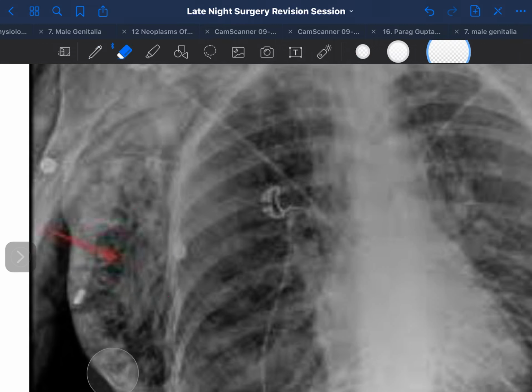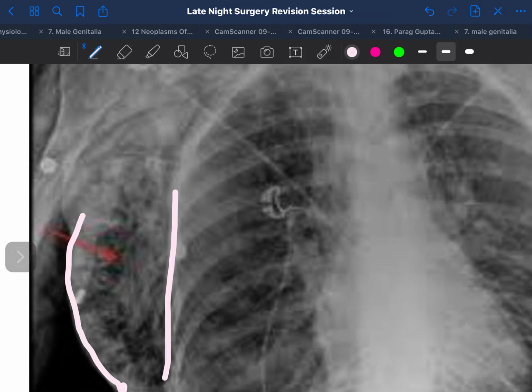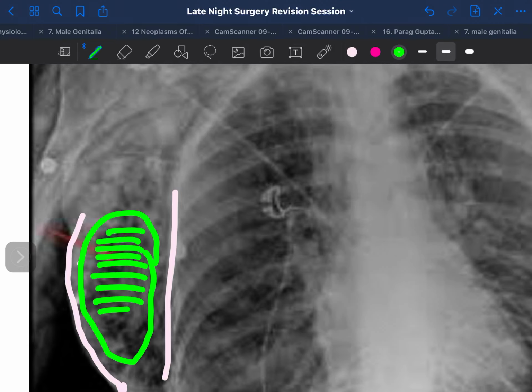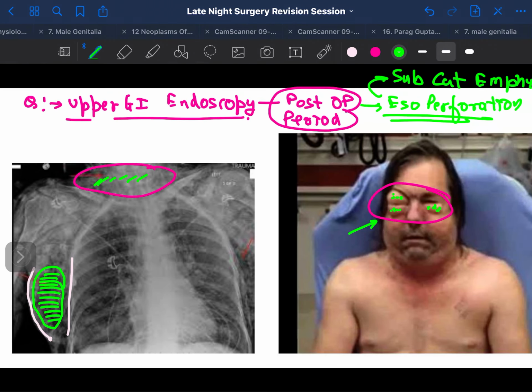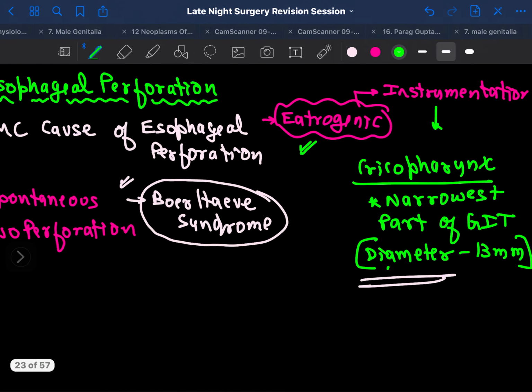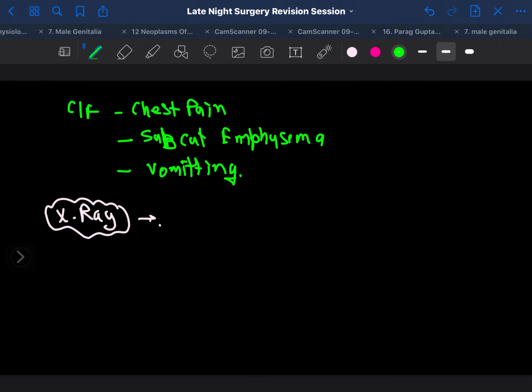Just have a look at this, guys. Are you able to appreciate that there is a hazy appearance between the ribs and the skin margin? Ideally these two should be very close to each other, but they're not. There is a lot of hazy area present over here. This increased haziness between the ribs and the skin tells you that there is air accumulating over here, and that is what you call subcutaneous emphysema. So you will be able to detect subcutaneous emphysema on the X-ray.